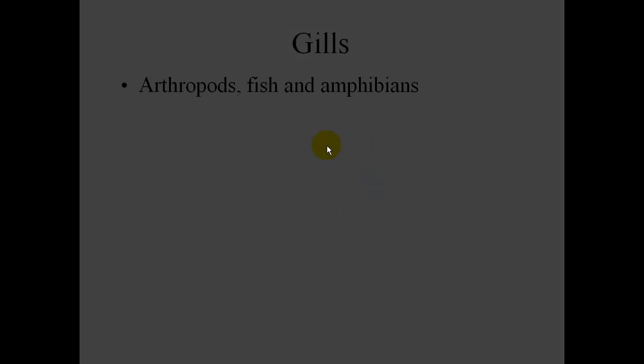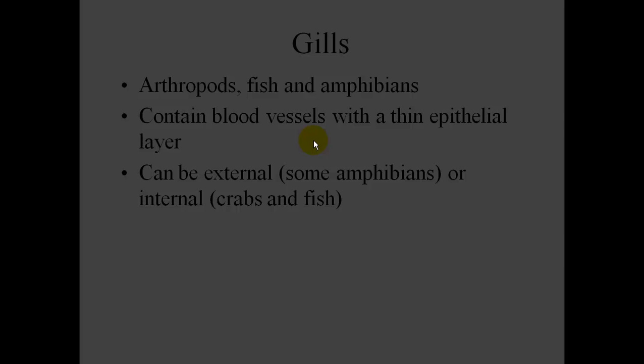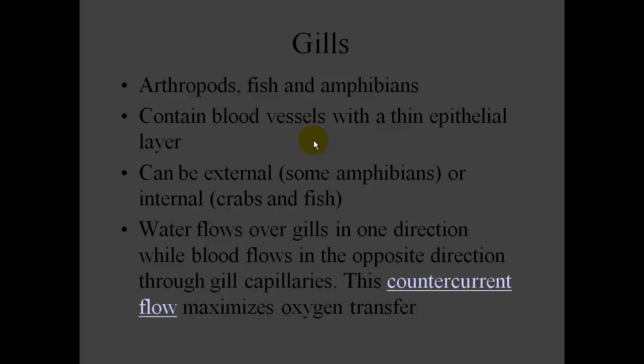All right, next one is gills. Gills are in arthropods, fish and amphibians. They contain blood vessels within a thin epithelial layer. They can be external or internal. Water actually flows over the gills in one direction and blood flows in the opposite direction.